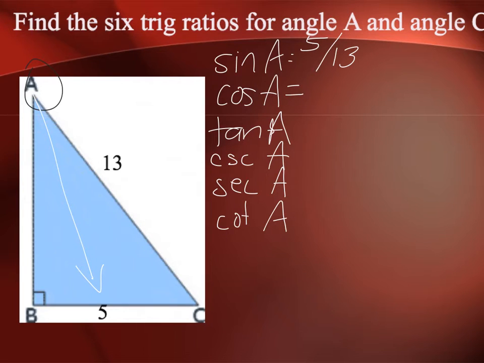So cosine, the adjacent. Uh-oh, we have a problem. Where's the third side? We have 5, we have 13. How do I get the last side? Well, you notice it is a right triangle, and so you need to use the Pythagorean theorem.